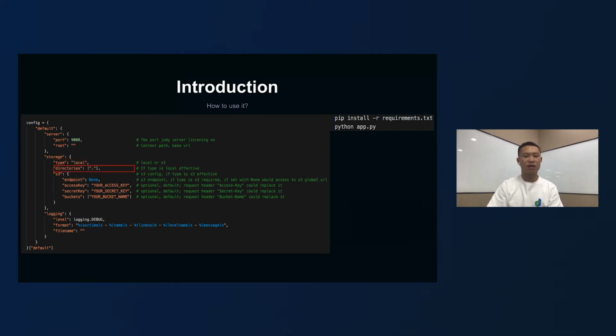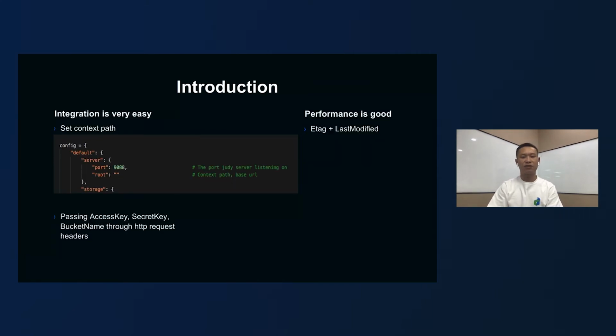If you choose local, just add your local directory here. If you choose S3, you only need to configure the S3 endpoint, access key, secret key, and bucket name here. And then run the command python app.py to start the application. And the integration is very easy. You can change the root path here. And if you want to add a proxy for the Jupyter Notebook viewer, you can pass the access key, secret key, and bucket name through HTTP request headers.